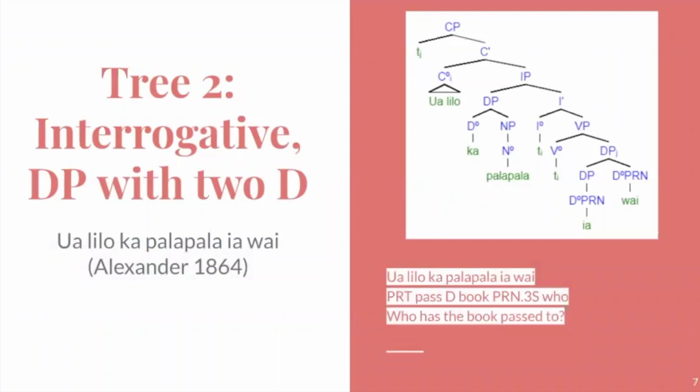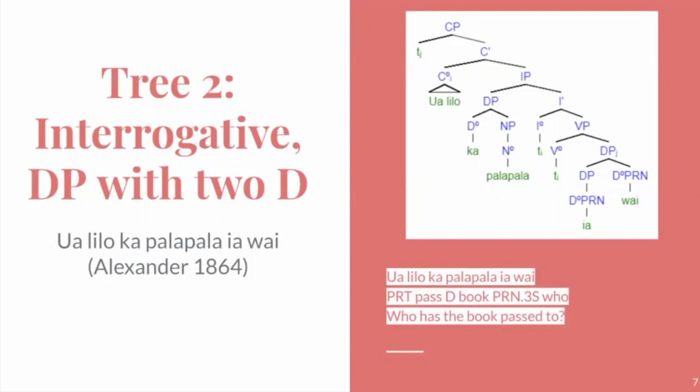Our second tree is a sentence that has the features of being interrogative, and it also has a determiner phrase with two determiners. The sentence is Ualilo kapalapala iawai, and there is movement, as is usually the case in Hawaiian, from V to I to the complementizer for ualilo, which is has passed, as well as the determiner phrase, indicated by the trace J, moving to the spec CP position.